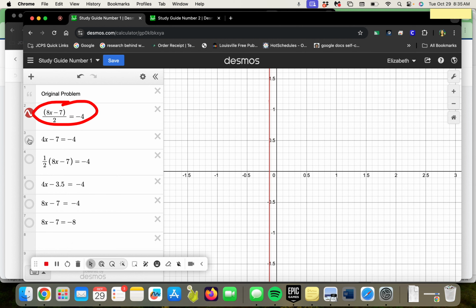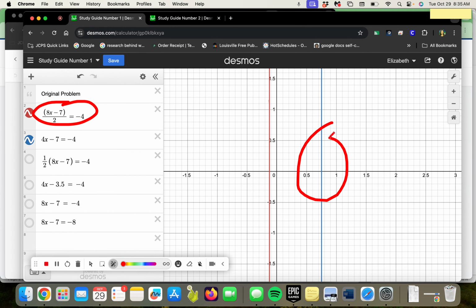Then I also typed into the graphing calculator option A from the multiple choice, and you can see that it shows up over here in this blue line. Since the blue line is not on top of the red line, the original equation, that is how I know that these two are not equivalent.